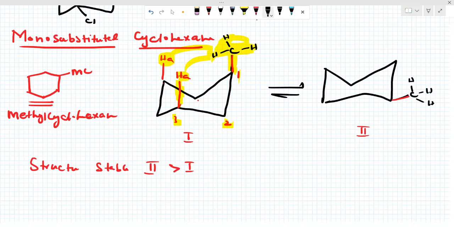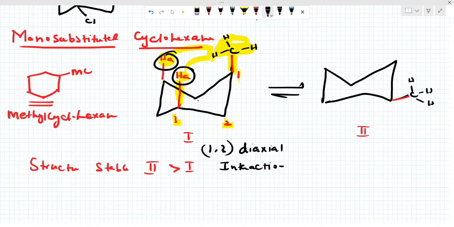In structure 1, the 1,3-diaxial interaction will take place. How many 1,3-diaxial interactions? This is 1, this is 2. Therefore, there are two 1,3-diaxial interactions.